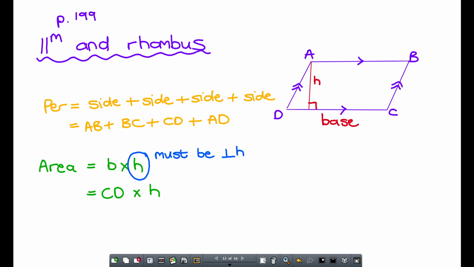You guys good? Okay. So that would also be the same for a rhombus. Perimeter, we just go right around. If we've got to work out area, then we take base times perpendicular height. All right. Do you want to do an example of that, or is it okay? Can I skip?